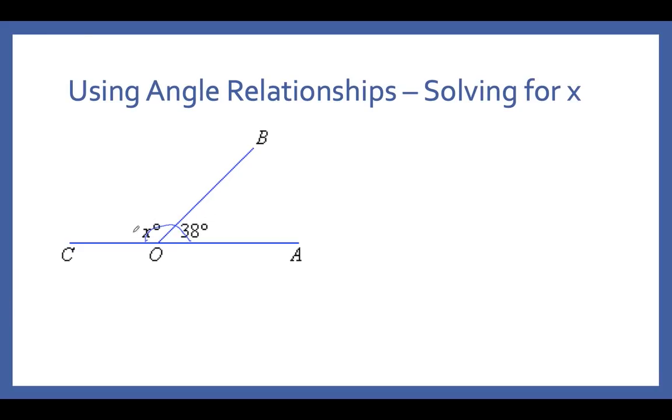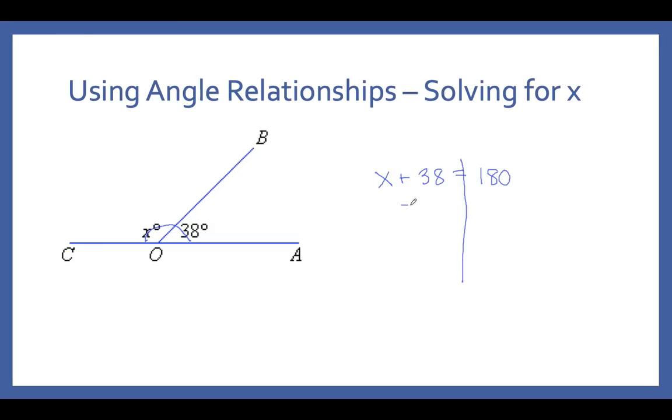Now, unfortunately, we need to know what X is. So I can use what I know. I have X degrees plus my acute angle, which is 38 degrees. And I can see that together they make angle COA, which is a straight angle, which adds up to 180 degrees. So I can go ahead and draw my fence.